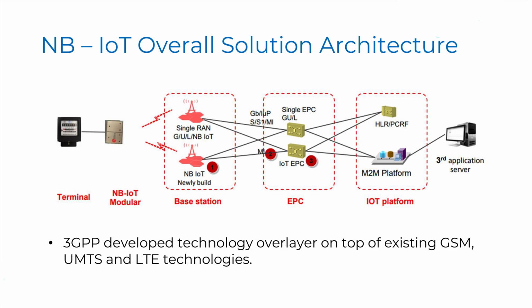When it comes to the NB-IoT overall solution architecture, this is our terminal. Most of the time, the most common use case of NB-IoT technology is the smart metering solution. So here, I have taken a smart meter, and inside that smart meter, we can insert an NB-IoT module where we can put an NB-IoT SIM. All of you have 4G SIMs. Similar to that one, we also have NB-IoT SIMs for these kinds of NB-IoT devices.